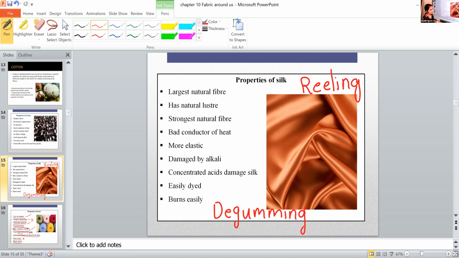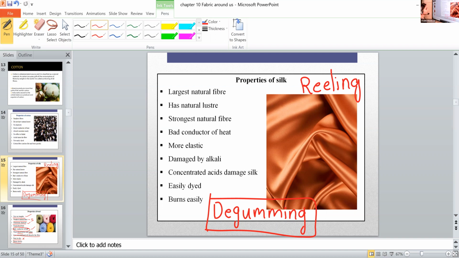Then after that, once again we give the heat, once again heated to remove the remaining sericin. That process is called degumming. Once again heating, that is degumming. Now it is ready for weaving. Is it clear, Sana?